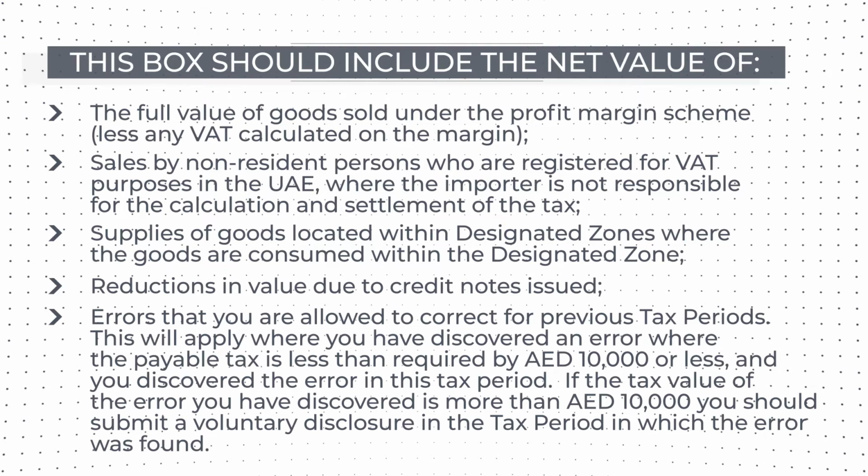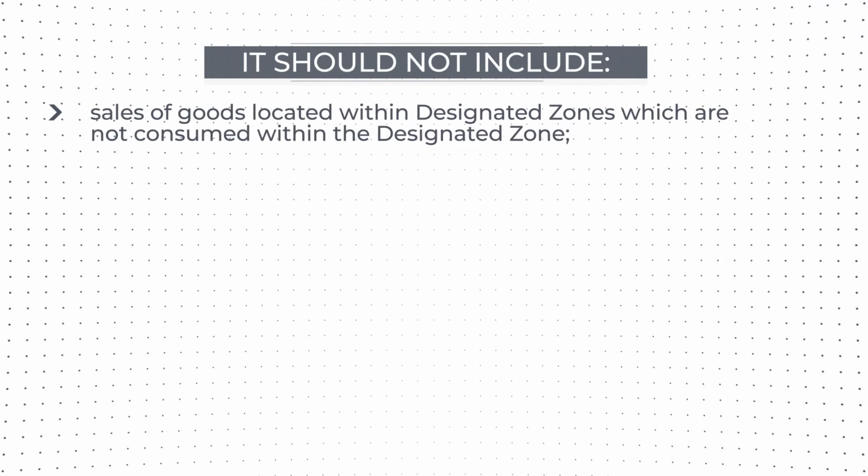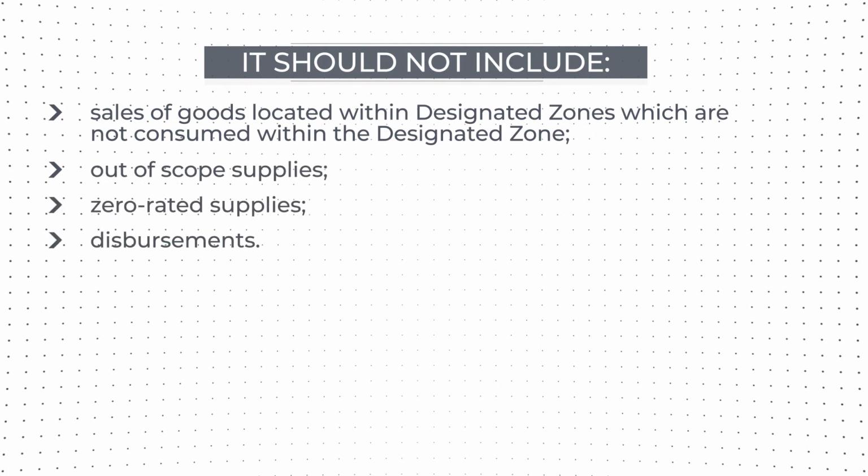If the tax value of the error you have discovered is more than 10,000, you should submit a voluntary disclosure in the tax period in which the error was found. But it should not include sales of goods located within designated zones which are not consumed within the designated zone, out-of-scope supplies, zero-rated supplies, or disbursements.